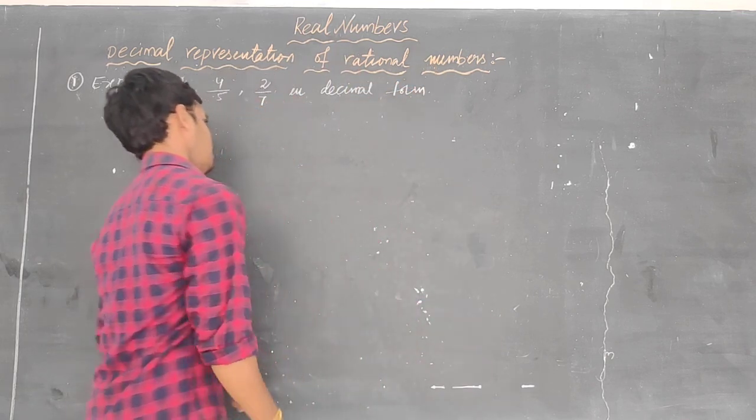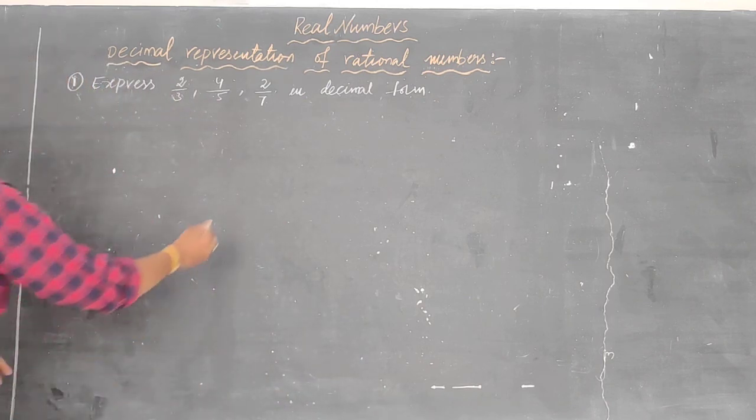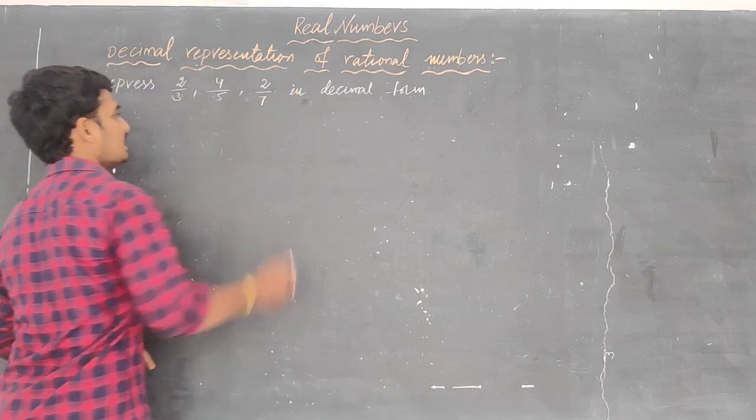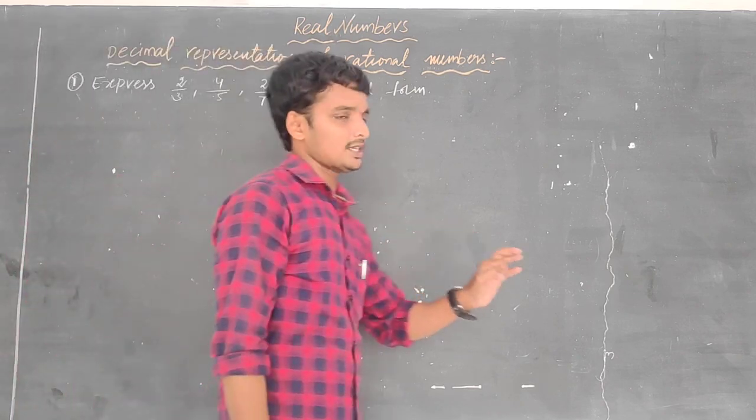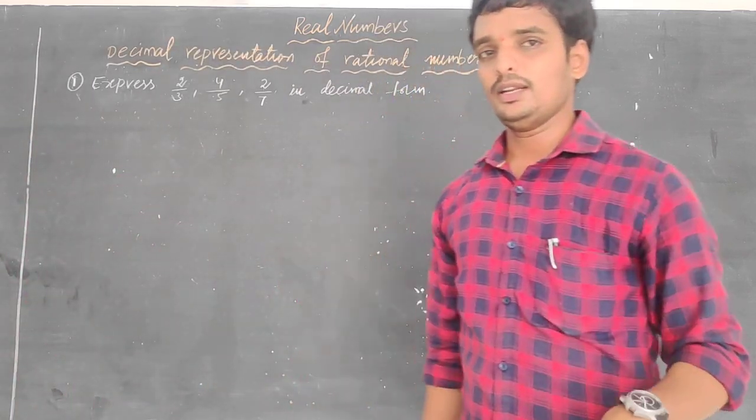This is the question, my dear students. The question is, they are giving three rational numbers. Those are in the form of p by q. Those are 2 by 3, 4 by 5, and 2 by 7, to be expressed in the form of decimals.